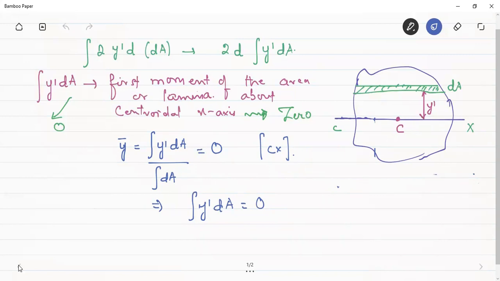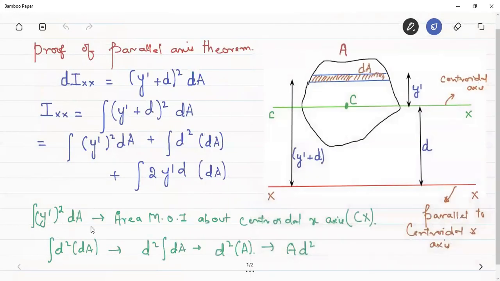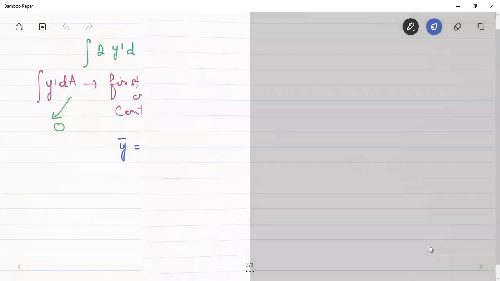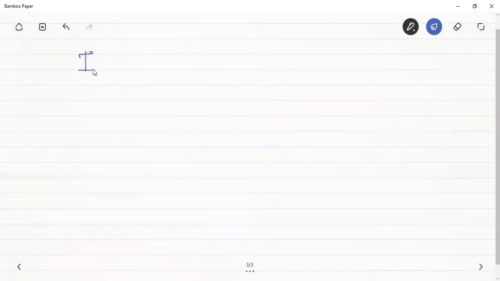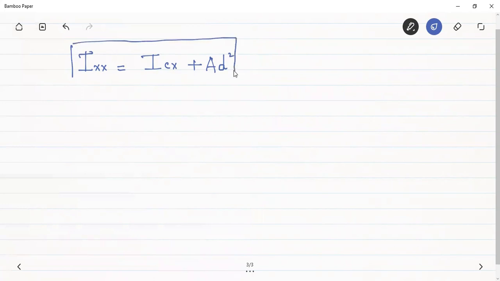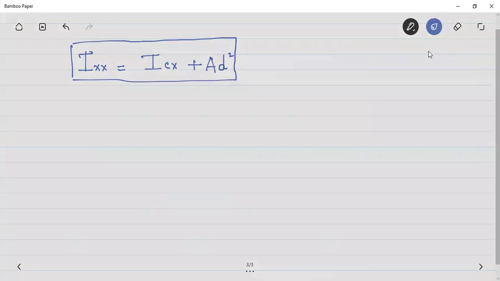So we can see that we had broken this integral into three integrals. This first integral, we saw that it is equal to ICX, this is equal to AD square, and this integral now evaluates to 0. Hence, we can write the final result that the moment of inertia about any axis which is parallel to the centroidal x-axis will be equal to the area moment of inertia about the centroidal x-axis plus the product of area and the square of the distance between these two axes. So this is the mathematical representation of the parallel axis theorem for an area.